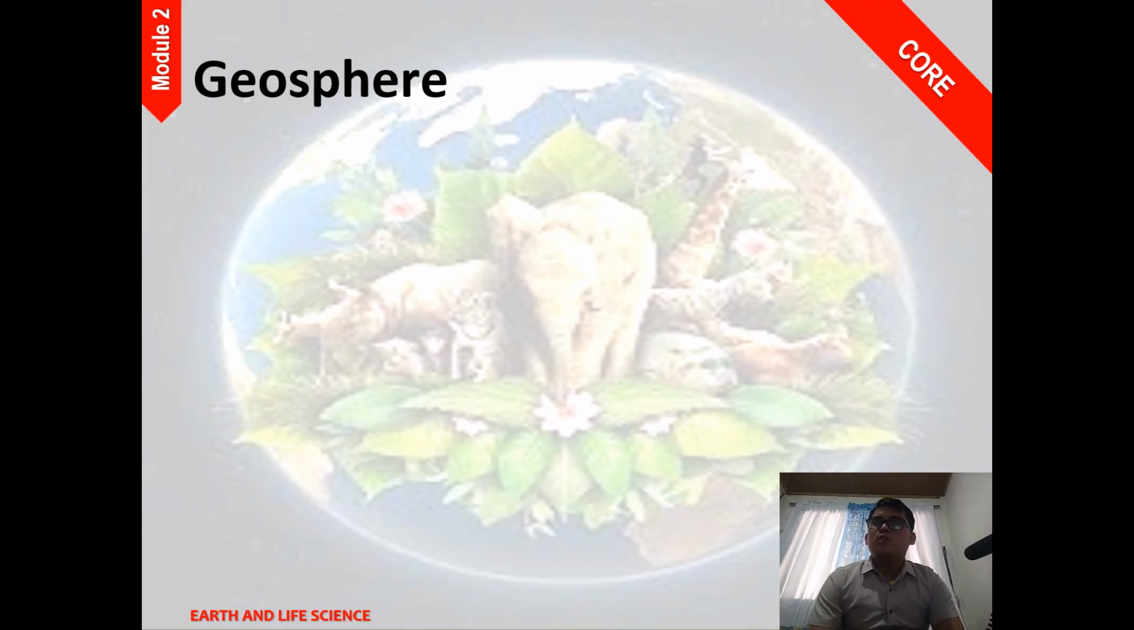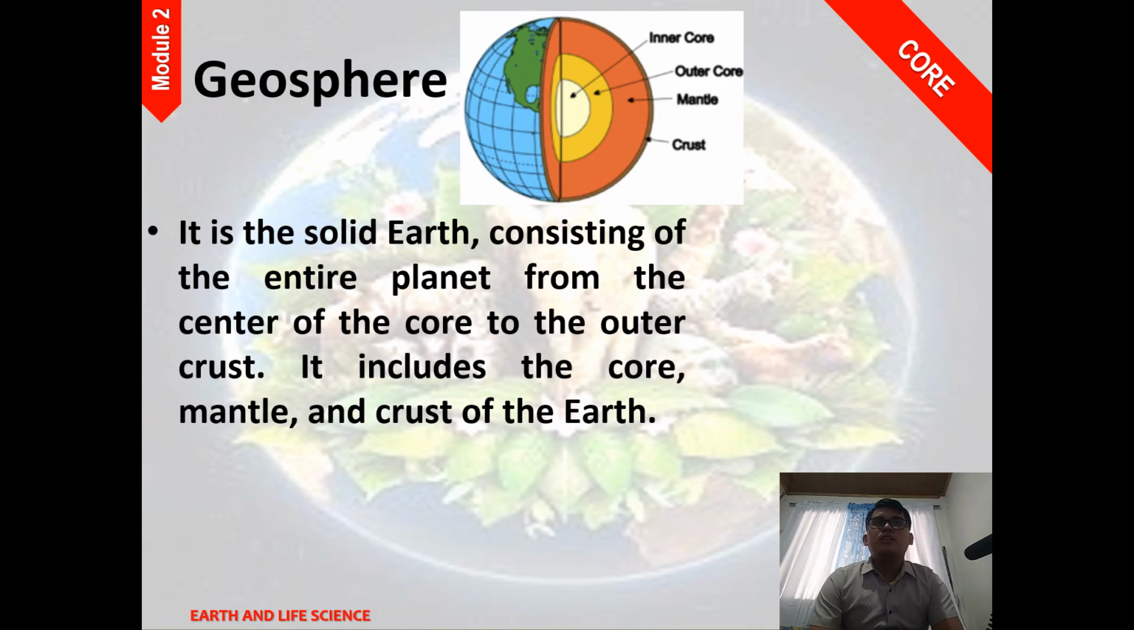Geosphere, or sometimes called the lithosphere. It is the solid Earth, consisting of the entire planet from the center of the core to the crust. It includes the core, mantle, and crust of the Earth. That's why it's from the word geo, meaning Earth. The geosphere also provides minerals and it's very vital for living things, especially in terms of habitats. And the geosphere makes our planet a very dynamic world because of what we call plate tectonics.